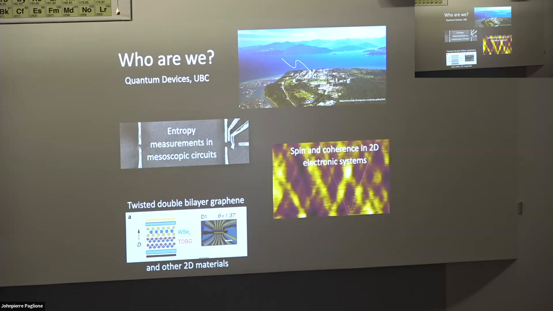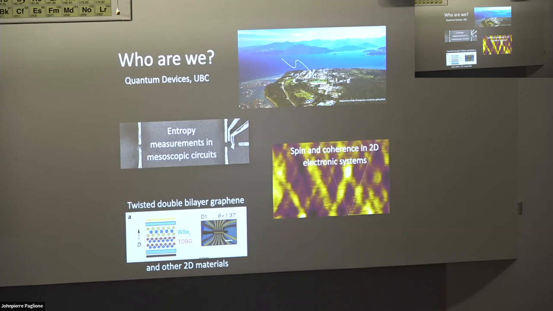Mesoscopic means somewhere in between the really quantum length scales, where you're just dealing with a wave function of one electron, and bigger length scales where you can connect it up to a bulk system. So my group specializes in entropy measurements in mesoscopic circuits and in 2D materials. But today I'm going to give you a lecture about thermodynamics in 2D materials. It's not something we exactly do. We do thermodynamics and we do 2D materials, but right now we don't do them together.